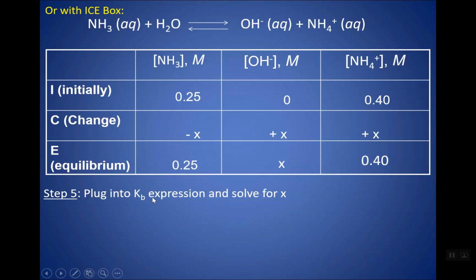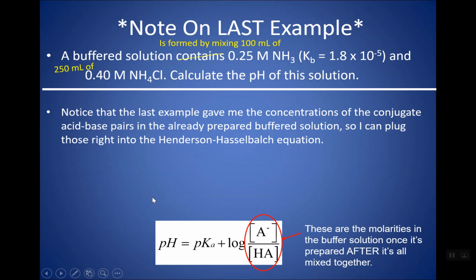Just a note on this last example. In the last example, I gave you the concentrations in your solution, and you can plug them right in. However, a lot of the time, they'll amend this question to look something like this. A buffered solution is formed by mixing 100 milliliters of 0.25 molar NH3 and 250 milliliters of 0.4 molar NH4Cl. Calculate the pH of the solution.